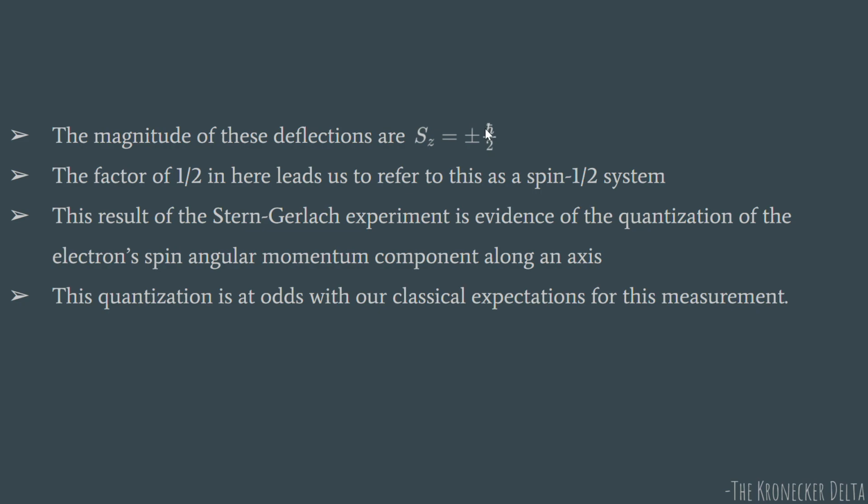The factor of 1 by 2 makes us call this system of particles a spin half system. Had it been 1 here, we would call it a spin 1 system. Had it been 3 by 2, we would call it a spin 3 by 2 system. So this bunch of silver atoms is a spin half system, and that will be the first system we study in quantum mechanics, which helps us set the base of quantum mechanics. Like I said, this is evidence of quantization of electron spin angular momentum along an axis, and this is at odds with our classical expectation.